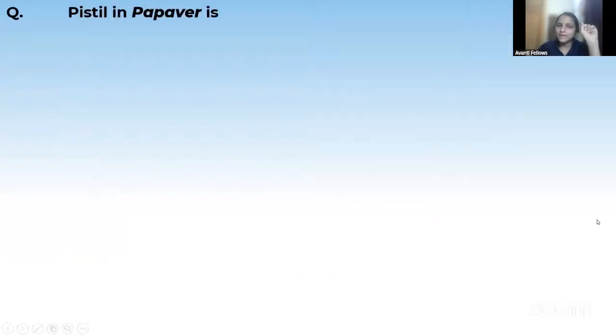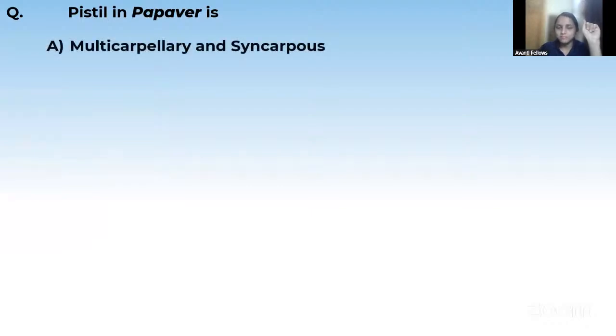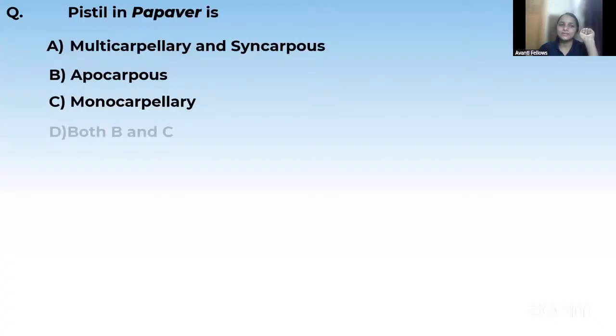The pistil in Papaver, which we have only just studied, is: multicarpellary syncarpous, apocarpous, monocarpellary, or both B and C. I need an answer from you all. Okay, I will turn on the poll. You can answer me. Which one is correct? Kindly see that question. We have studied two types, and only in that did we study it.